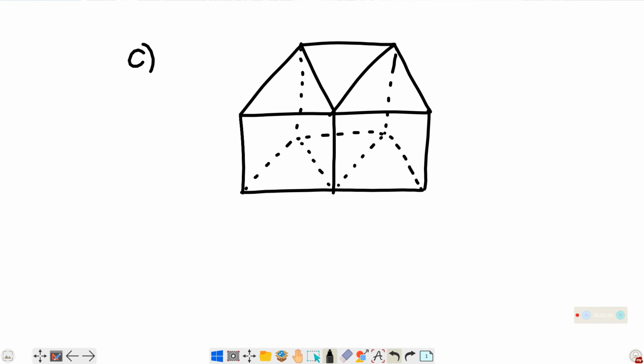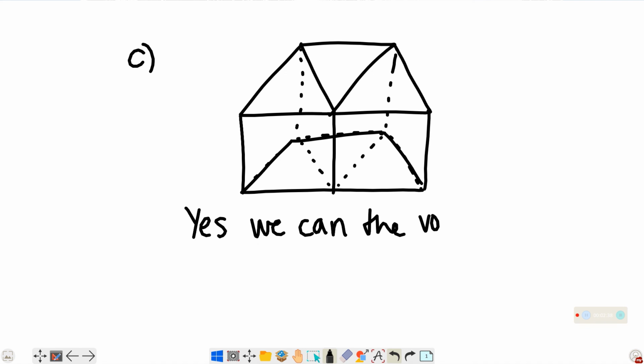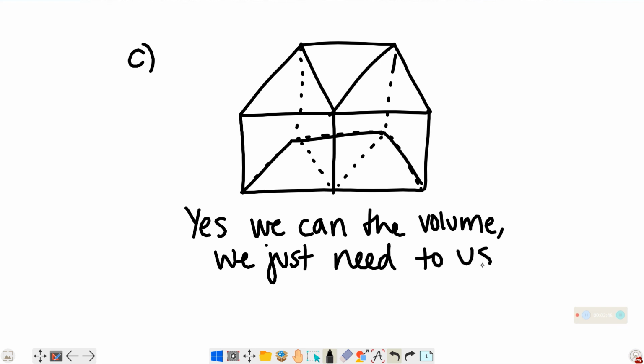Part C then asks, if we were not told that the pieces of figure 1 were rearranged to find figure 2, could we still determine the volume of this shape? If you notice, there is a base that is a trapezoid. So yes, we can find the volume. We just need to use the base area for a trapezoid.